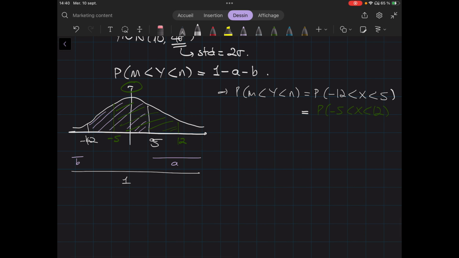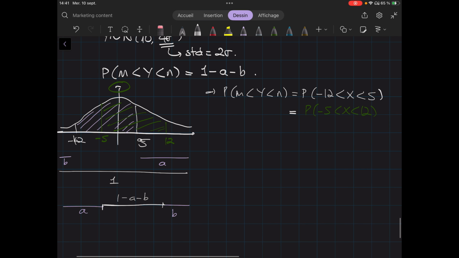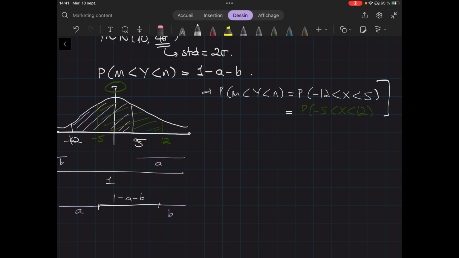Why is that the case? Because the probability that x is less than negative 5 is A. The probability that x is greater than 12 is B. And what's left is once again 1 minus A minus B. So those are the two options.